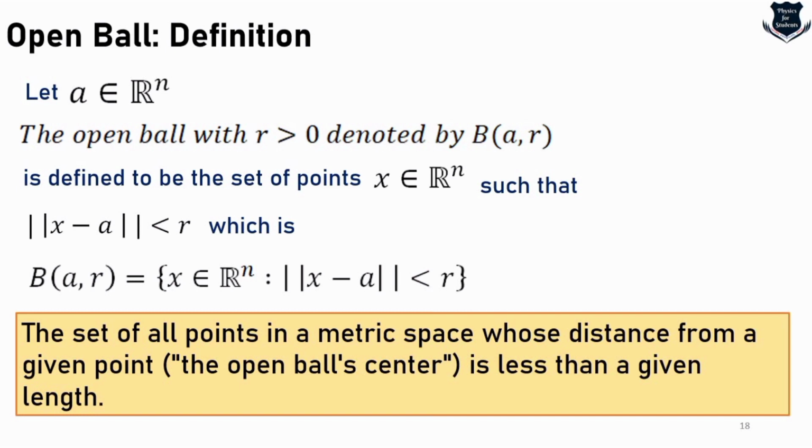Just imagine a set of all points in a metric space whose distance from a given point, that is the ball center, is less than the given length.